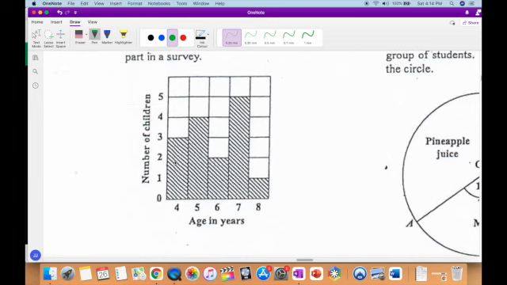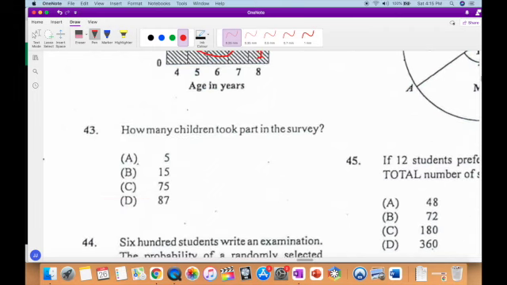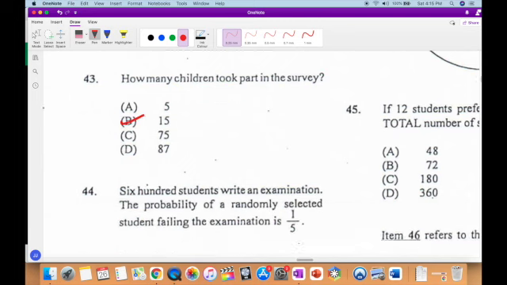We said we had 3 4-year-olds, and I'll just do it in red. 3 4-year-olds. We have 4 children who are 5 years old, 2 children who are 6 years old, 5 children who are 7 years old, 1 child who is 8 years old. So 5, 3 and 2 is 5, so that's 10. And then 4 and 1 is 5, that's 15. 15 kids in all.